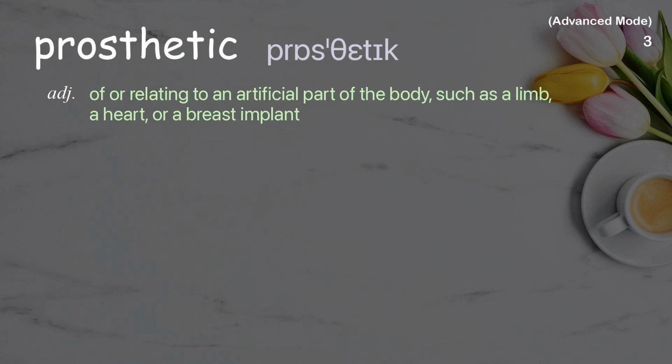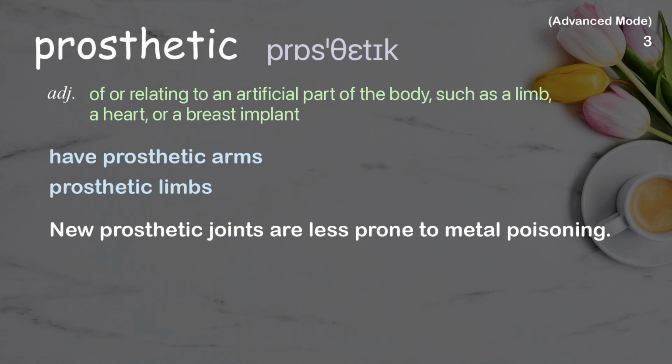Prosthetic. Of or relating to an artificial part of the body, such as a limb, a heart, or a breast implant. Examples: Have prosthetic arms, prosthetic limbs. New prosthetic joints are less prone to metal poisoning.